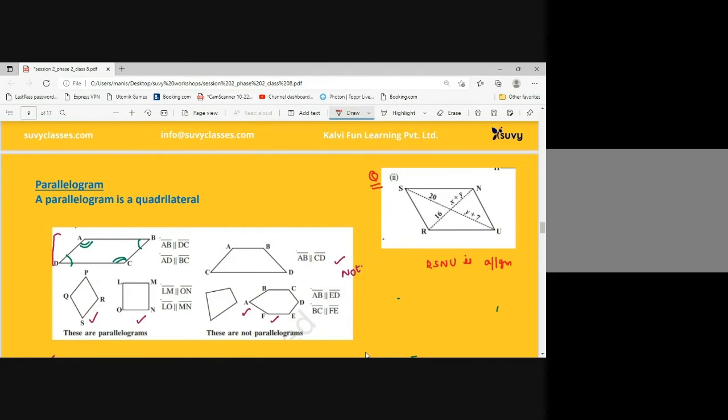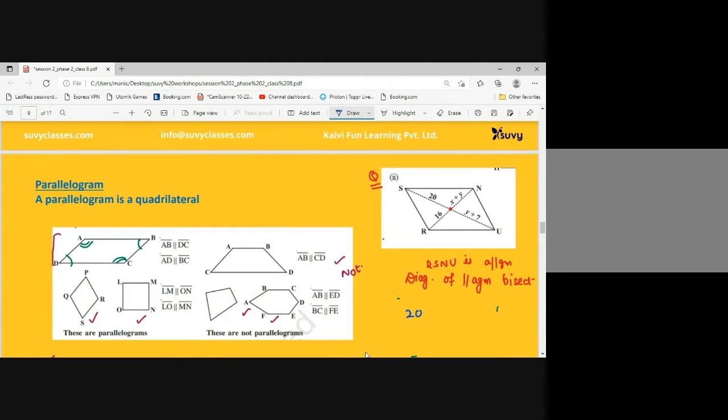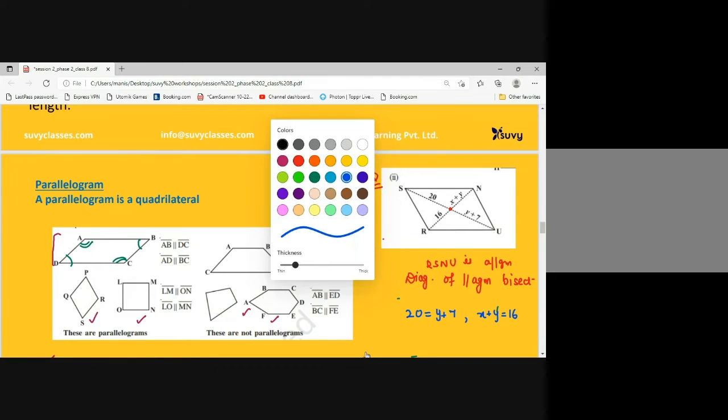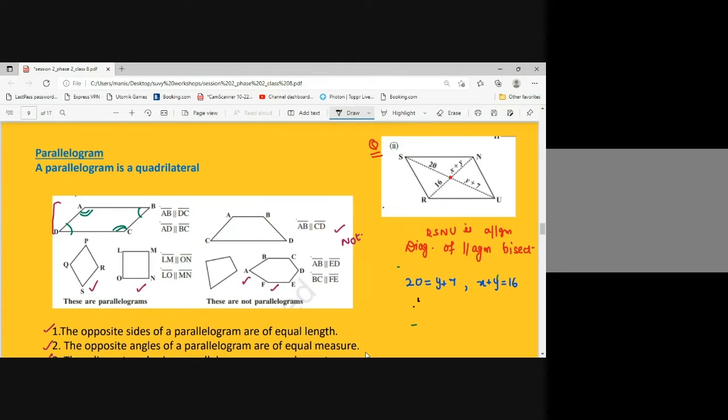Okay. So, as per the property, diagonals of a parallelogram bisect each other. So, if they bisect, you can say directly 20 is equal to y plus 7, and x plus y is equal to 16. Then we can solve it according to the equations. First, we'll solve y plus 7 is equal to 20. y is equal to 13.